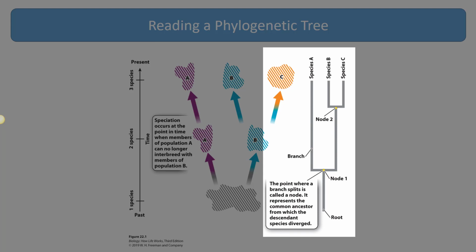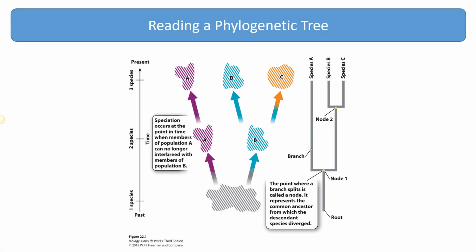Each split in the tree represents when two lineages become reproductively isolated. At each split, there is a node which represents the common ancestor of both lineages. As species proliferate, their evolutionary relationships to one another unfold in a tree-like pattern, with present-day species as the tips of branches and their last common ancestors at nodes from which they branched off.